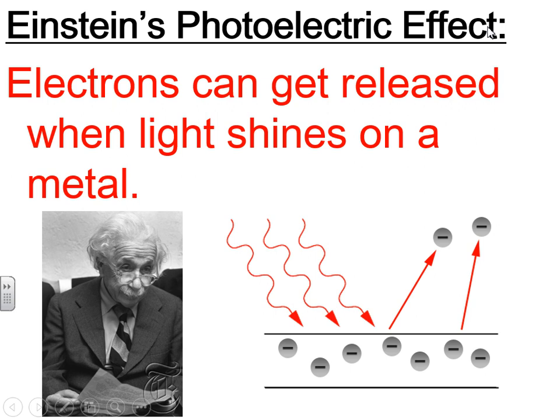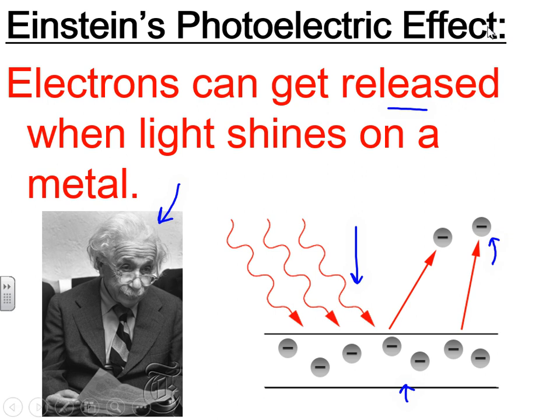So we'll begin by discussing Mr. Albert Einstein, who performed some interesting experiments and made a contribution to our understanding of electrons. He performed what's called the photoelectric effect. Now here it says electrons can get released when light shines on a metal. So if you shine light on a metal, electrons, because all matter is composed of electrons and protons and neutrons, the electrons, though, being on the outside, can get ejected.